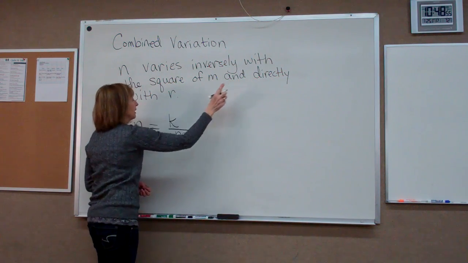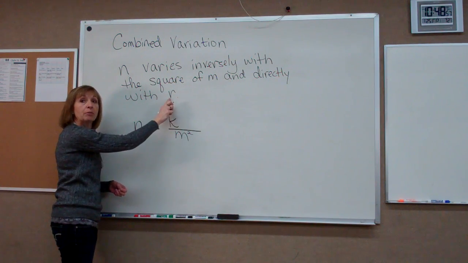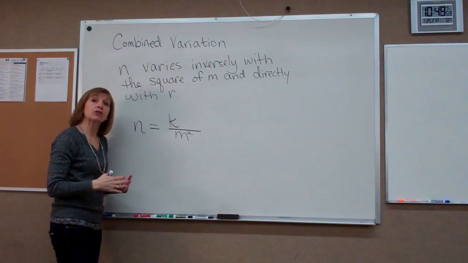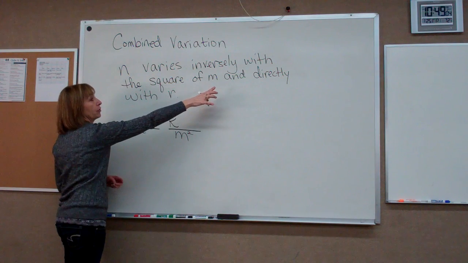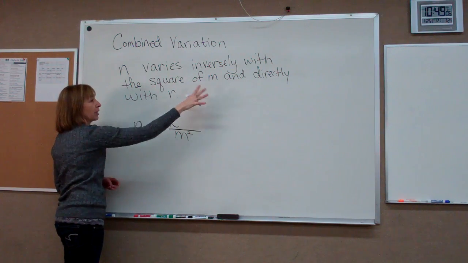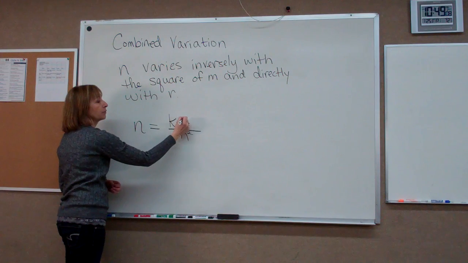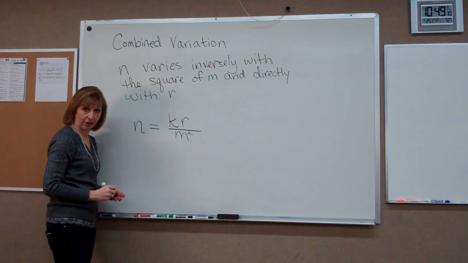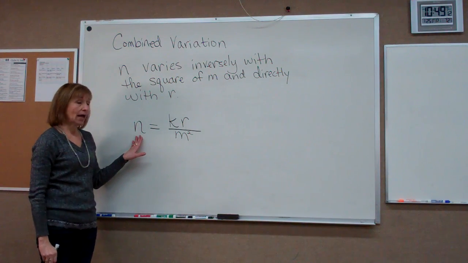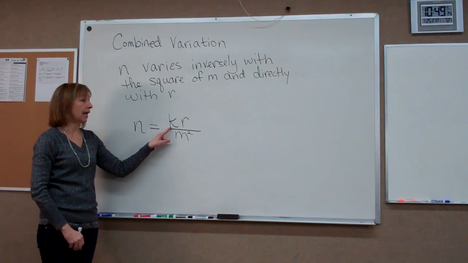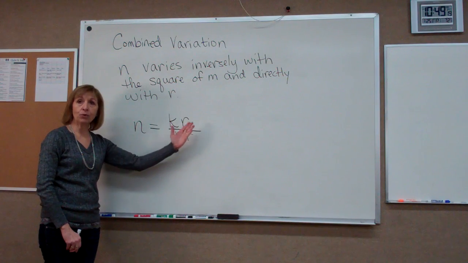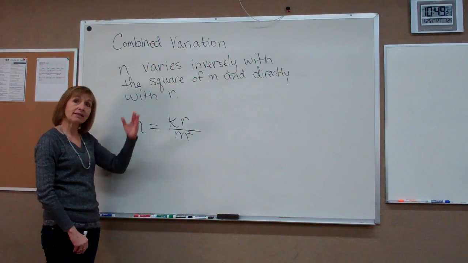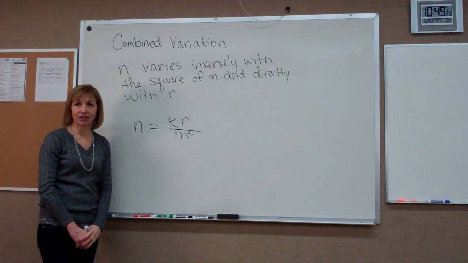And directly with r. Now remember, direct variation, you are to multiply your k by that variable. So when they're talking about the whole process of it, directly with r will give me a multiplication of r in the numerator to represent this. So n is equal to kr divided by m squared is the equation that will represent this combined variation sentence.